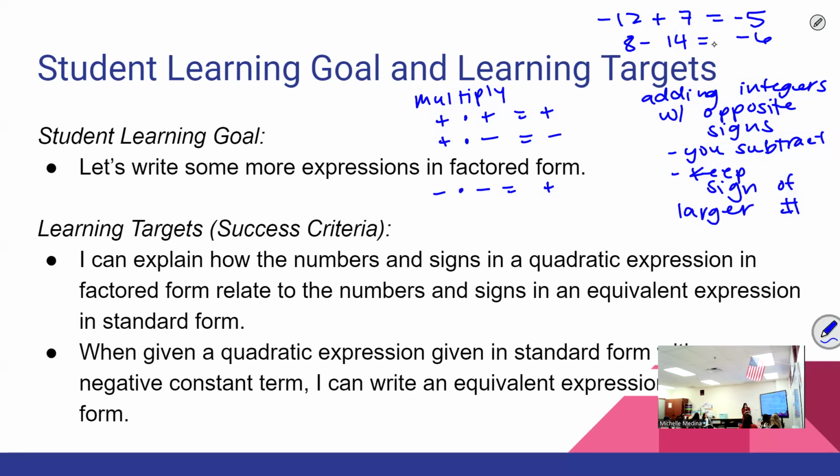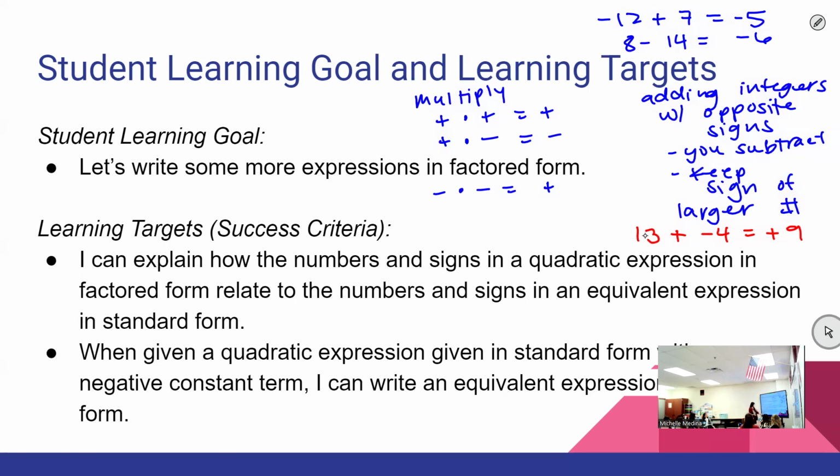Let's do another one where it is actually adding. 13 plus negative 4. Is my answer going to be positive or negative? My answer is going to be positive because the sign of the larger number is positive. But when you get your answer, what is my answer? 9. And I normally don't write positive 9, but you get the point. Keep the sign of the larger number, but really you're actually subtracting. Does that make sense? Any questions?